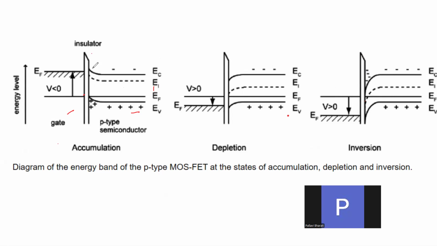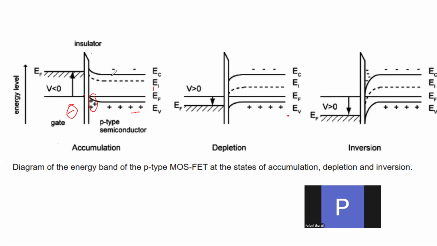So here you see this point. When you give a negative gate voltage here, it is going to repel the electrons and attract the positive holes. So when holes are attracted here, the band will bend upward. Okay, the band is bending upward when you are giving a negative voltage.